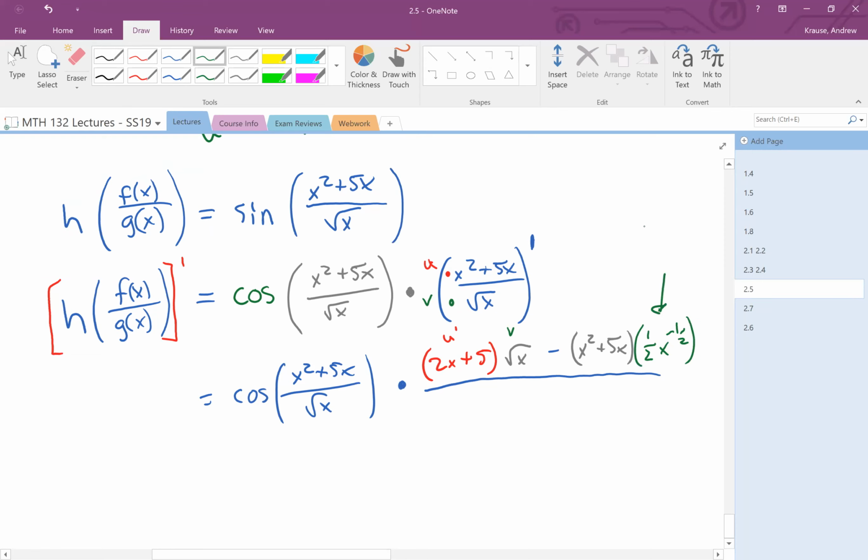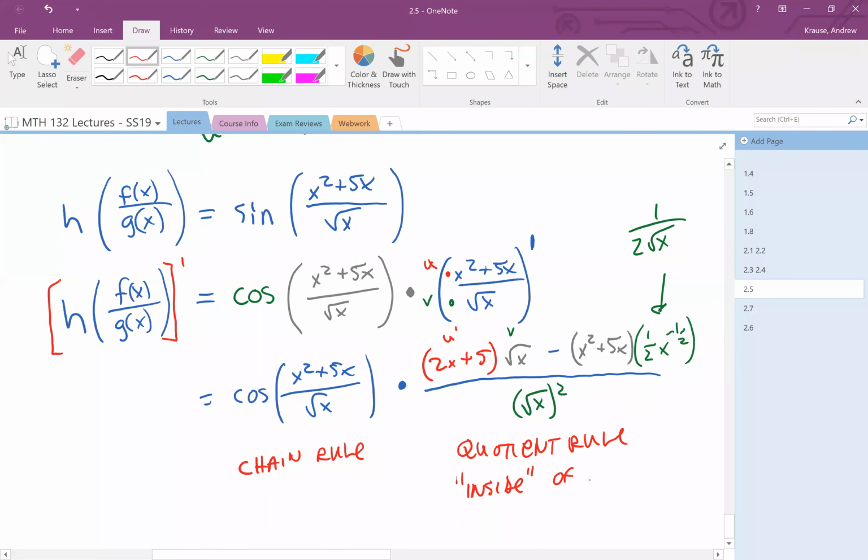Remember, for your own fluency, that's 1/2 square root of x if we wanted to write it that way. And then we want that bottom part of the function to be squared. And then that is our complete derivative. We could do some simplification if we wanted, but the main idea here is that you're using a chain rule first, and then you're using a quotient rule inside of the chain rule.